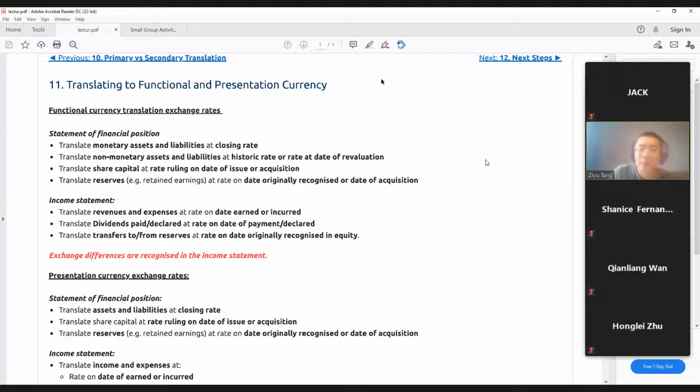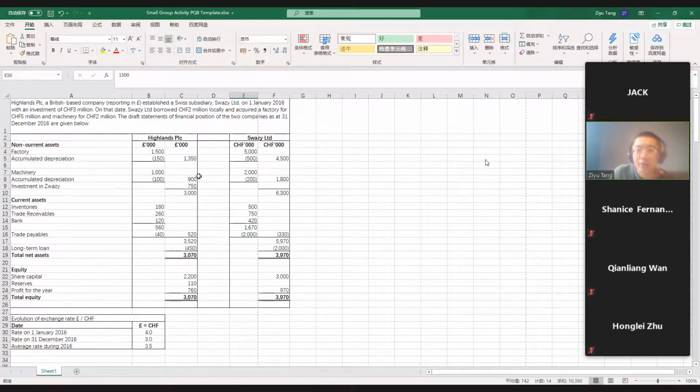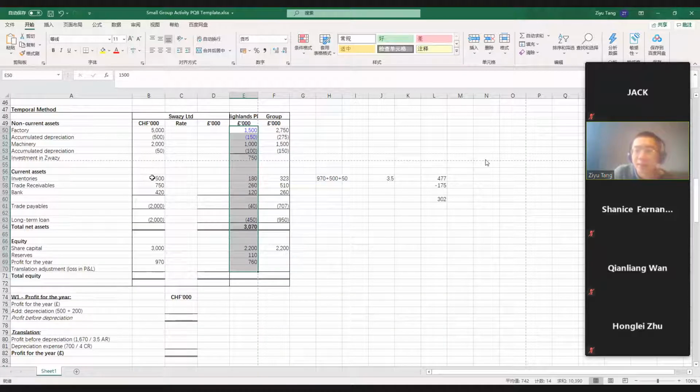Okay, so let's solve these questions. First we use the temporal method, and the Highland PLC figures are all directly copied from above, and Swazi Ltd. I have also copied in here, with the CHF amounts calculated as well. The first step we need to take is to separate the assets into monetary assets and non-monetary assets.